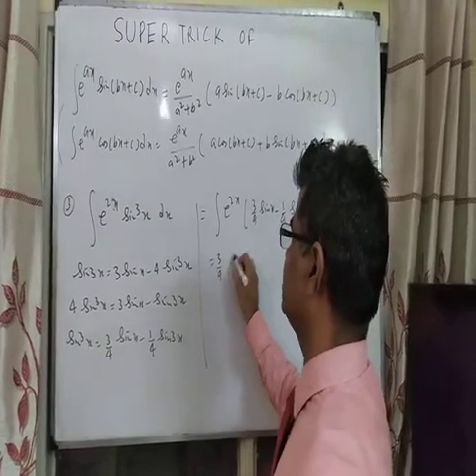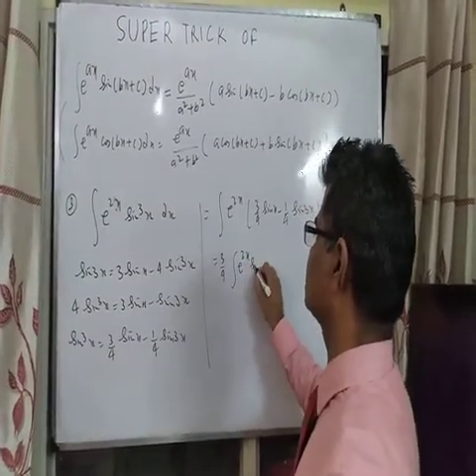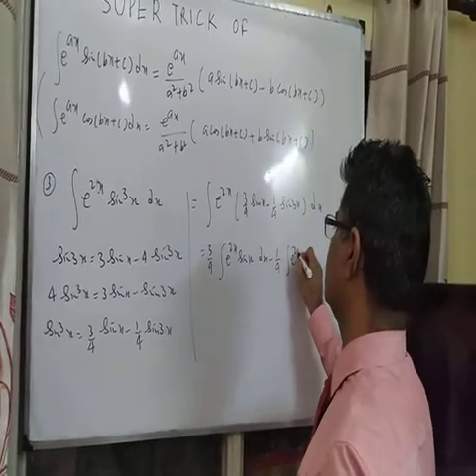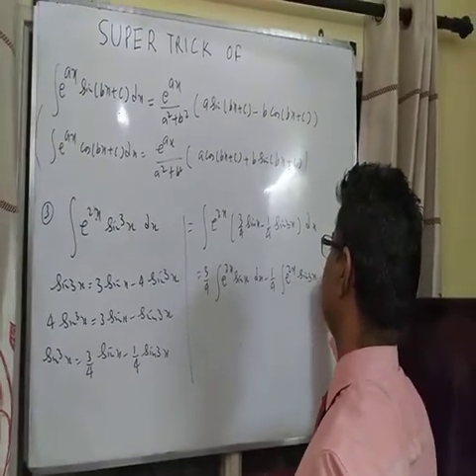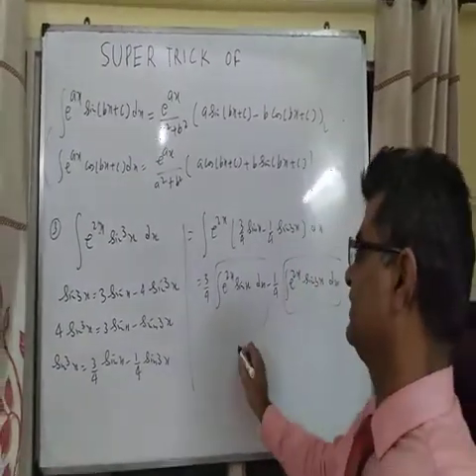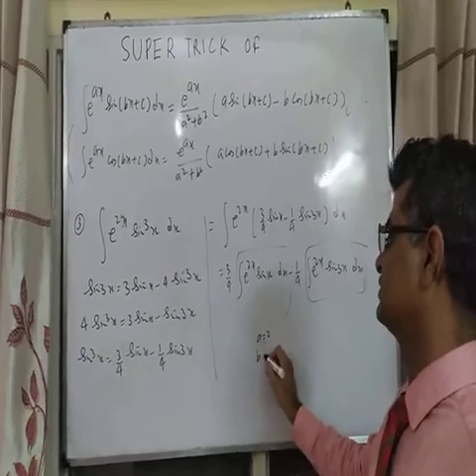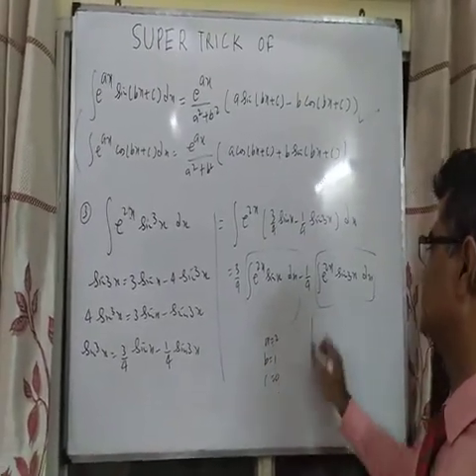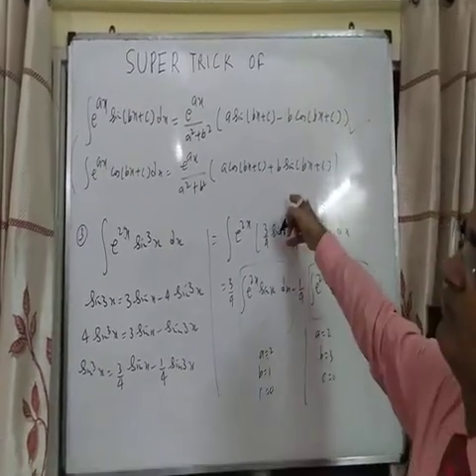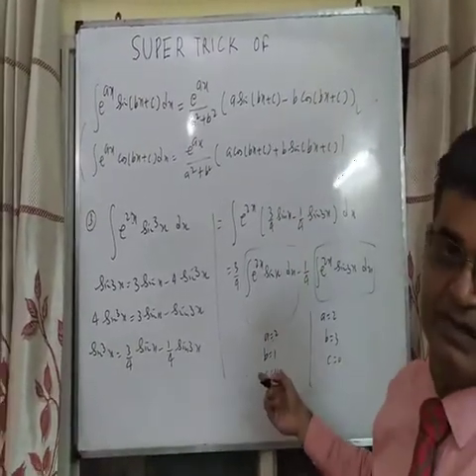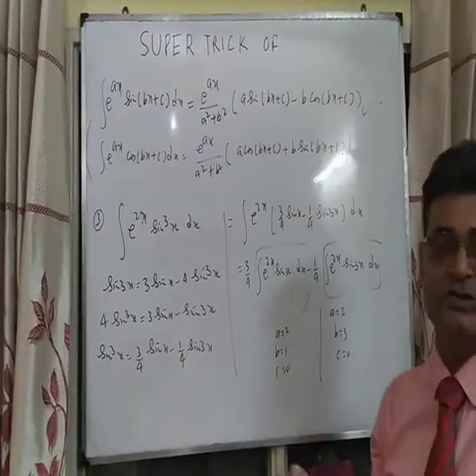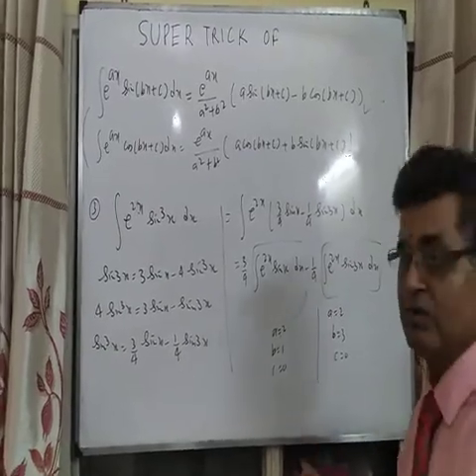So we can see 3 by 4 e to the power 2x sin x dx minus 1 by 4 e to the power 2x sin 3x dx. Once again we can utilize this formula and we can get the answer. Say for a is equal to 2, b is equal to 1 and c is equal to 0. In this case a is equal to 2, b is equal to 3 and c equals to 0. Put in the formula, you will get the answer very quickly. So it's a very super trick. If you know these two formulas, you can solve these questions very easily. Moving to next question.